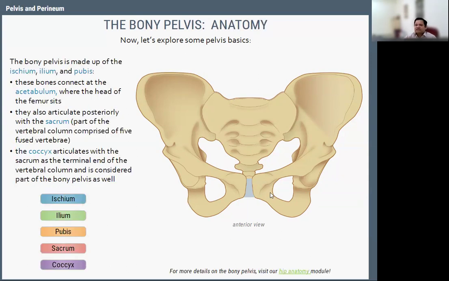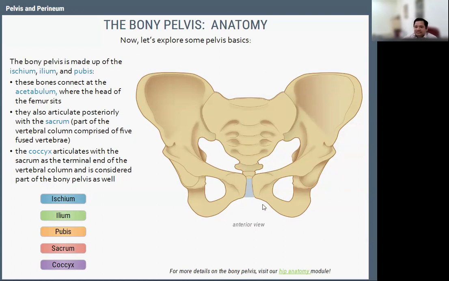Now, what is the basic anatomy of this? You should know the pelvis consists of ilium, ischium, and pubis. These bones are connected at the acetabulum, that cavity which is present here on this side. Then this particular part is the sacrum, which is coming from the posterior side. It is part of the vertebral column comprised of five fused vertebrae. And then there is the tailbone, the coccyx, which articulates with the sacrum as the terminal end of the vertebral column and is considered part of the bony pelvis as well.